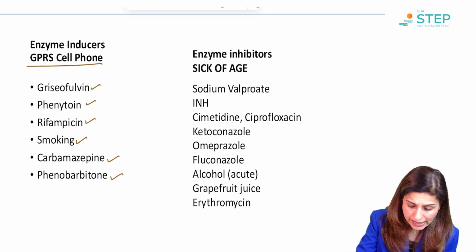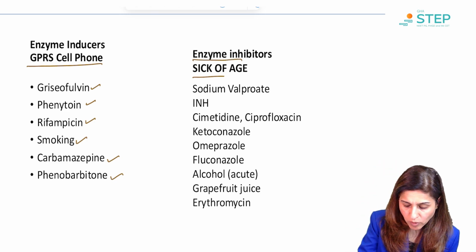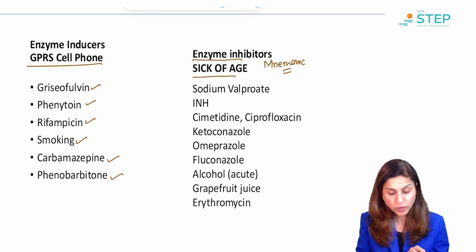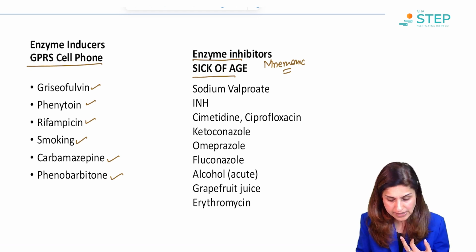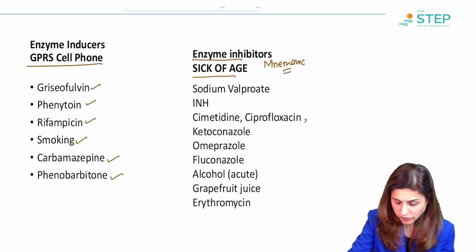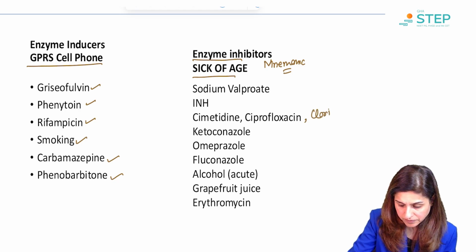On the other hand, for enzyme inhibitors, you remember the mnemonic, which is SICK OF AGE, right? Sodium valproate, INH (isoniazid), cimetidine, ciprofloxacin, okay? And here you can also write this drug, which is clarithromycin.